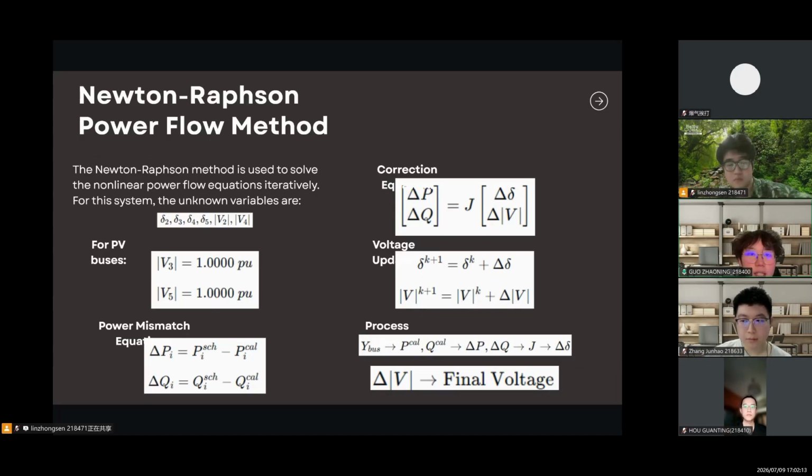The process is iterative. First, the method calculates the power mismatch. Then the Jacobian matrix is used to update voltage magnitude and angle. This continues until the mismatch becomes very small and the solution converges. Next.